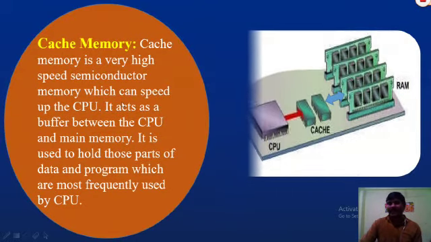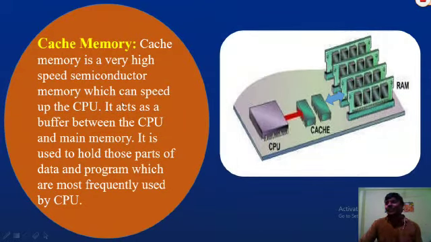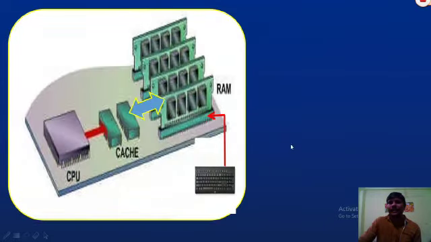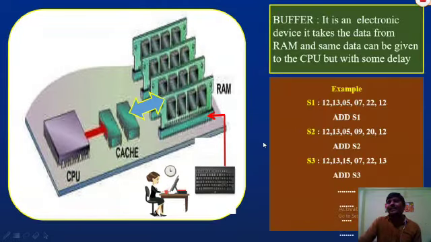Cache memory. A cache memory is a high speed semiconductor memory which is placed between the RAM and the CPU. RAM is one example of the primary memory. The main functionality of the cache memory is that it can store the data and the instructions which are frequently or repeatedly used by the CPU. The cache memory acts like a buffer between the CPU and the RAM.